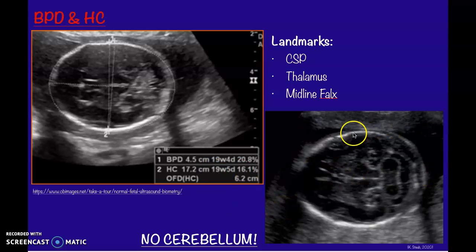So this image would not be a good image for the BPD and HC because of right here, which is not supposed to be in the image. This is the cerebellum, so this would not be a good image.